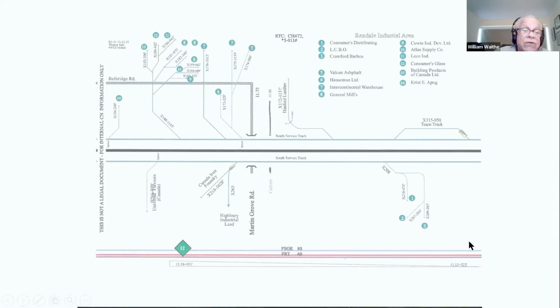This is a map produced by the GO Train commuter line, and it's actually a map that is used in a simulator to train GO Train operators. However, it shows very well the north and south service tracks and the industries that branch off from them. You can see this is a 1999 map, and that there are several industries which are still being actively served by rail.